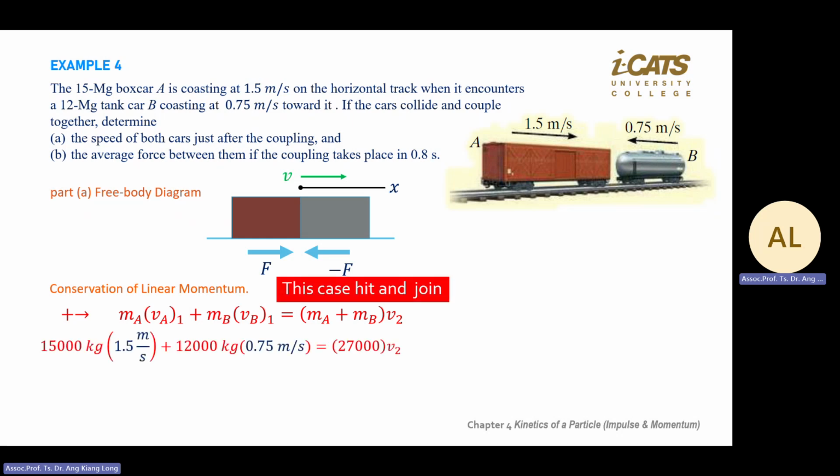Okay, here you put in all the values. I suspect VB should be negative there. Help me check, maybe there is a typo in my slides. There should be a negative 0.75 there. You need to press the calculator. I'm not sure whether you get this 0.5. So there's a typo in my slides.